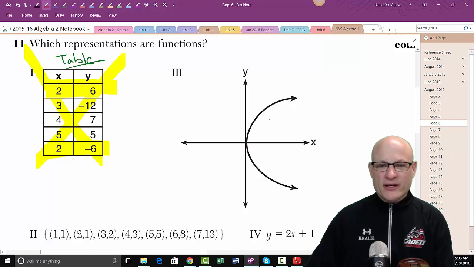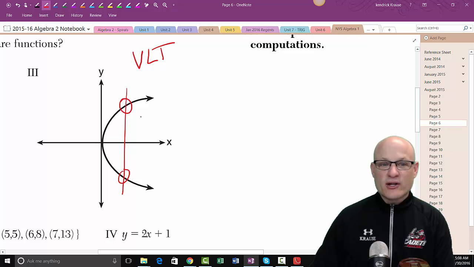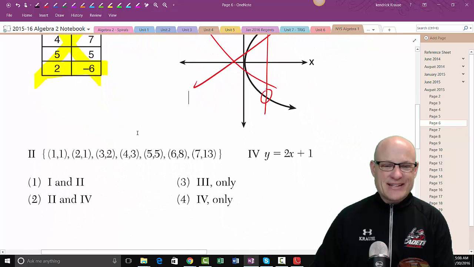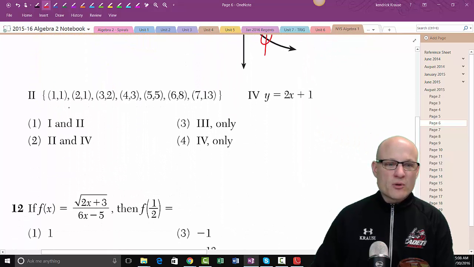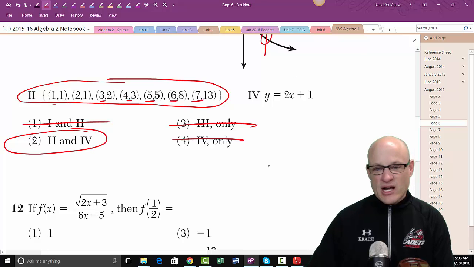When you're looking at it graphically, like this one, you're looking to see, does it pass the VLT, the vertical line test? It fails the vertical line test because as soon as I draw in a vertical line, I hit it more than once. Again, this is just another listing format, and I'm looking for repeating x values. So anything that doesn't have 2 in it's got to go. So clearly 4 must be a function. And since it's just a line with a slope of 2, that's a function. There it is.